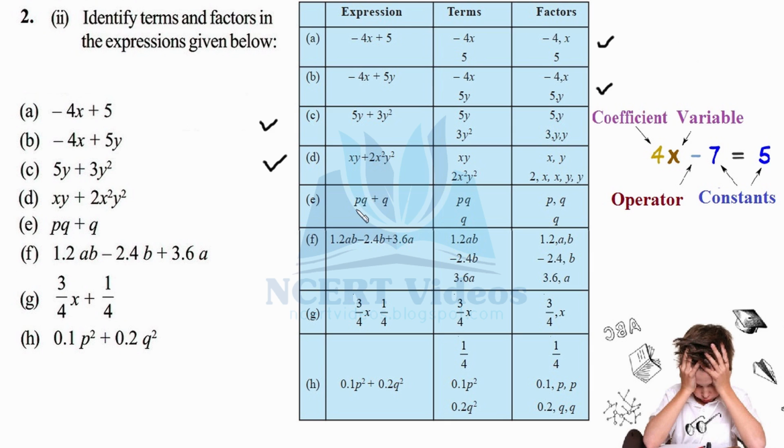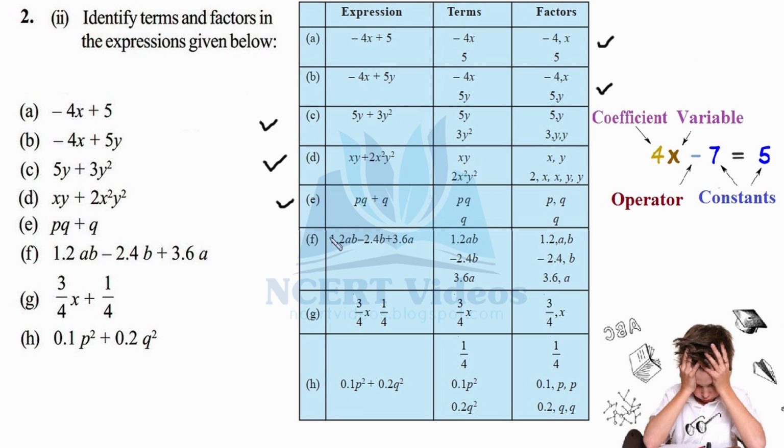E part. PQ plus Q. So PQ is one term and Q is another term. Here factors are P comma Q and Q alone here. That's E.